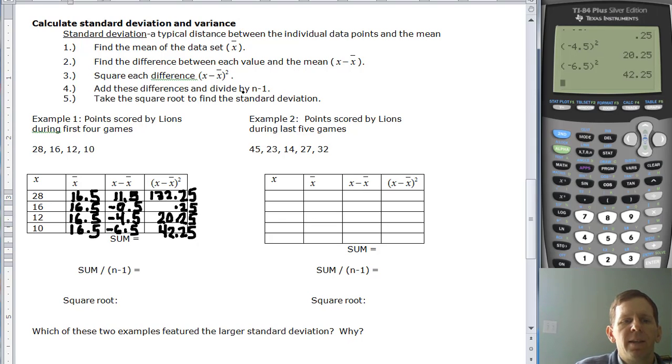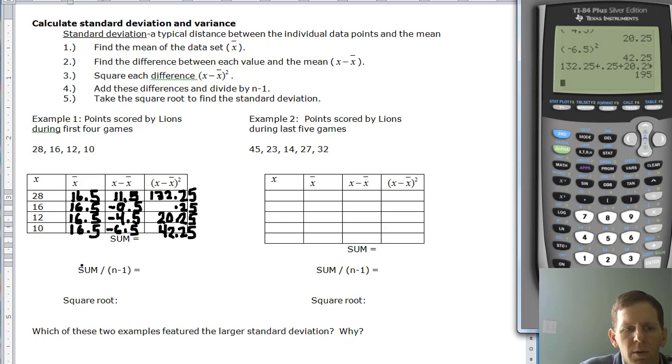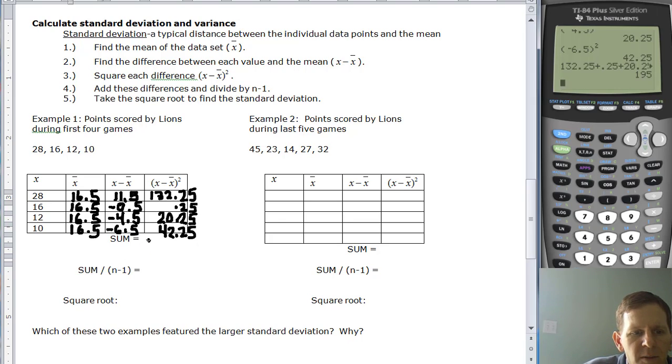Step 4, add these differences and divide by n minus 1. So we're going to take these numbers in this fourth column and add them together. When we add these numbers together, we get 195. Again, if you got a decimal answer, do not round this.